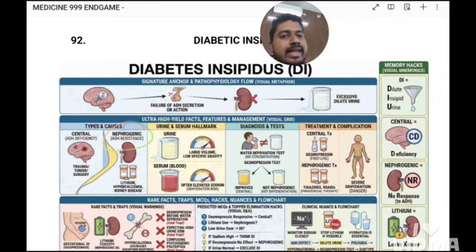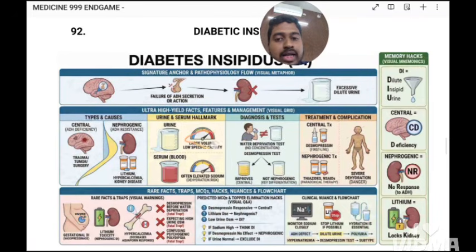And second, this ADH will go and act on the receptors that are present in the kidneys. These are known as V1, V2 receptors. So there can be a problem with these receptors in renal diseases, or when associated with hypercalcemia, or when associated with lithium. Actually, lithium induced nephrogenic diabetes insipidus we have discussed in detail in pharmacology. So these are the two types of diabetes insipidus.